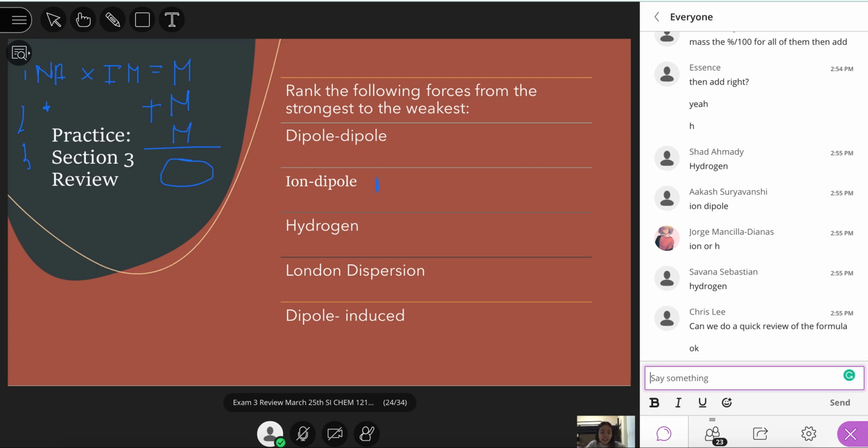Yep. So ion dipole is the strongest actually. Hydrogen will be the second. Ion dipole, it's just an ion with a polar bond with it, and it just happens to be stronger than a hydrogen bond alone. So it's actually gonna be the strongest.